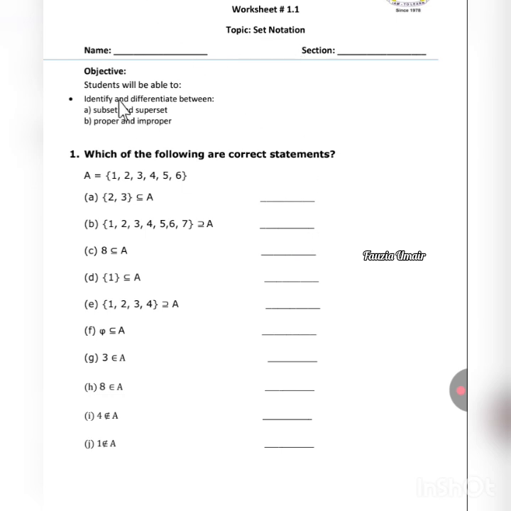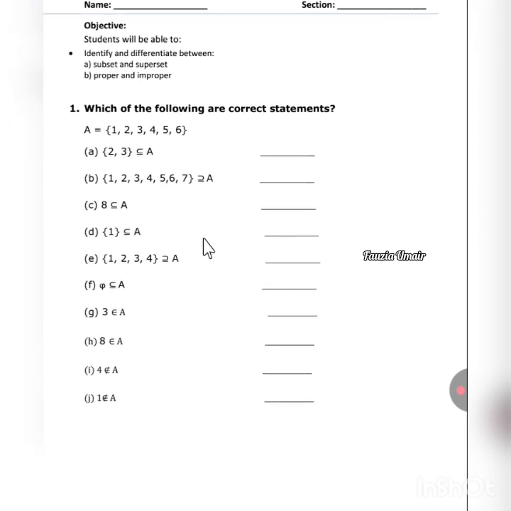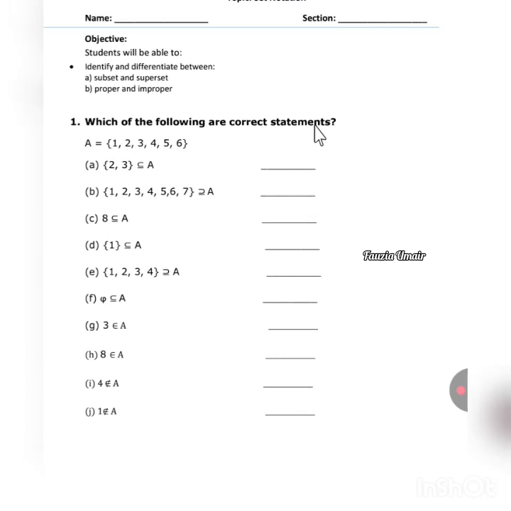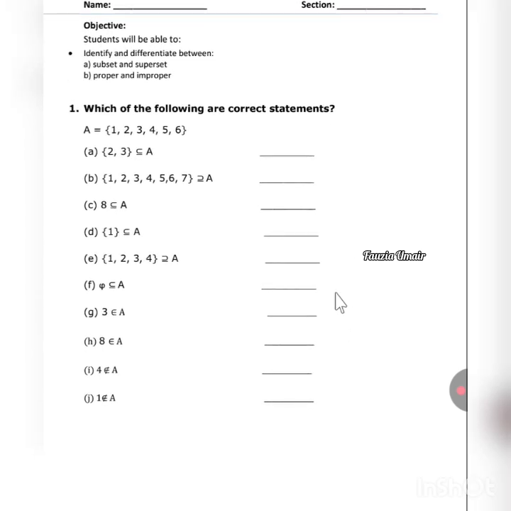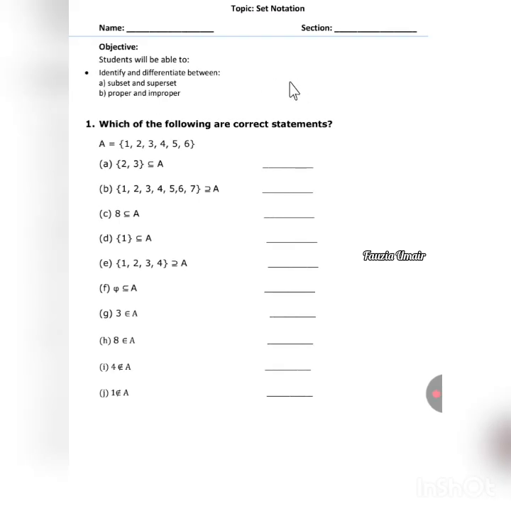So the objective in today's video is that we will be able to identify and differentiate between subsets and supersets, and proper and improper subsets. Before we start solving this worksheet, I want you to know what the difference between these two is. The difference between subset and superset is that a subset is a smaller set. So if a superset is like this, a subset will be inside this set.